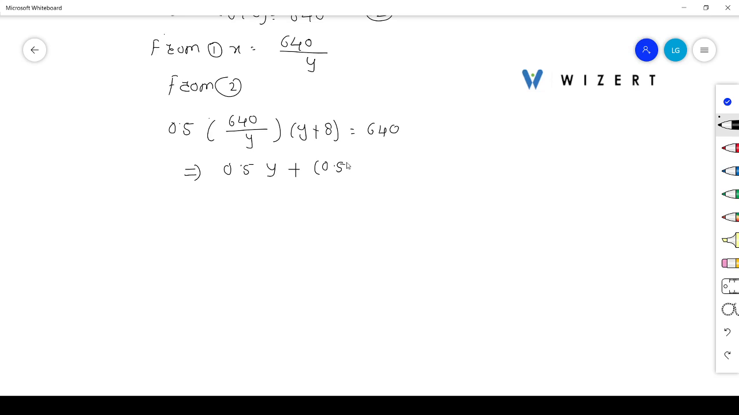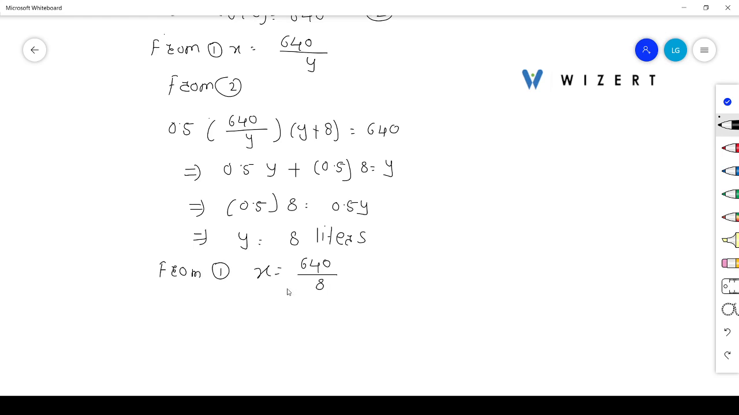That is 0.5y plus 0.5 into 8 equals y. So 0.5 into 8 equals 0.5y. So y will be 8 liters. And from 1, x is 640 by 8, which means 80 dirham per liter.